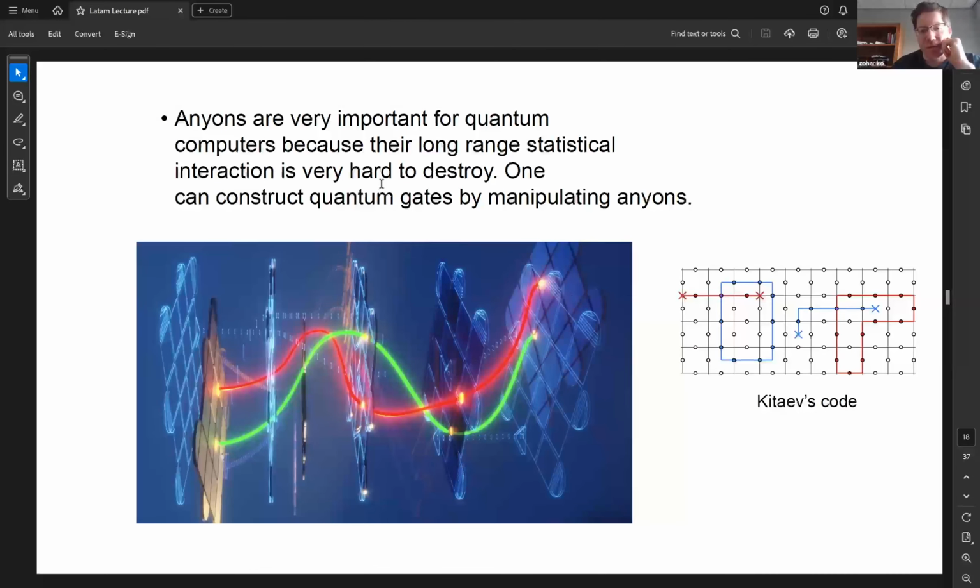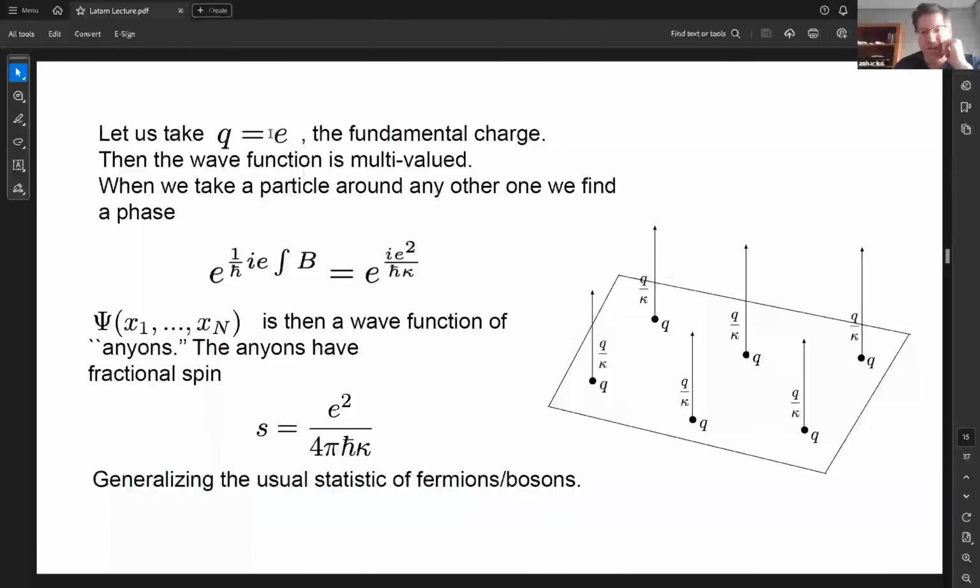Why is that so important for quantum computers? Maybe somebody in the audience wants to say? Somebody has some idea, or should I say?